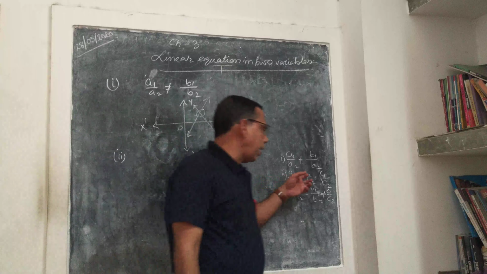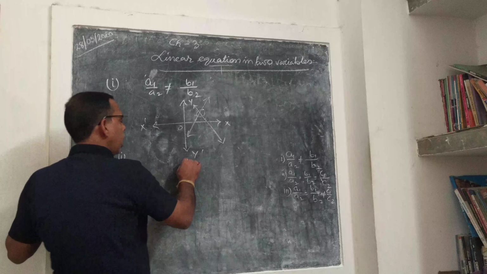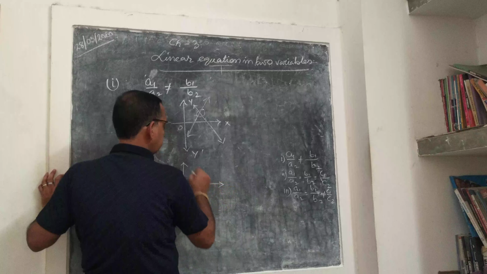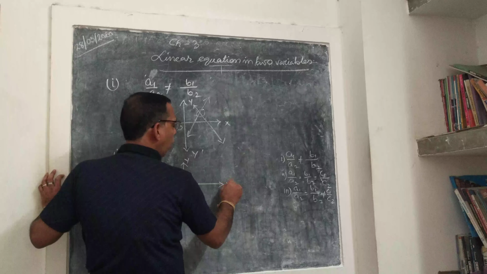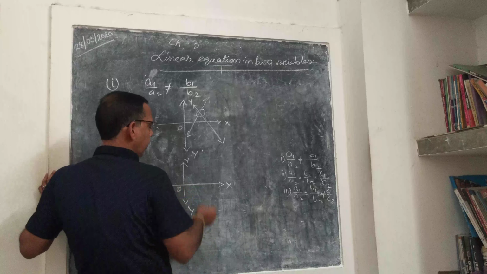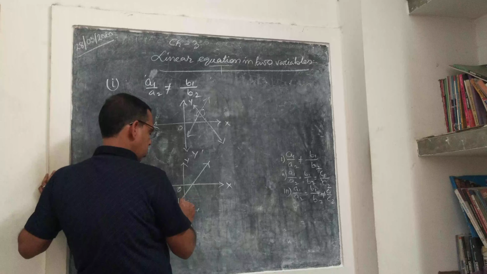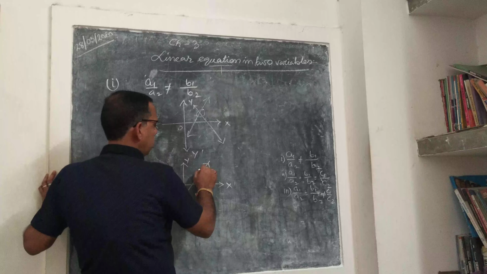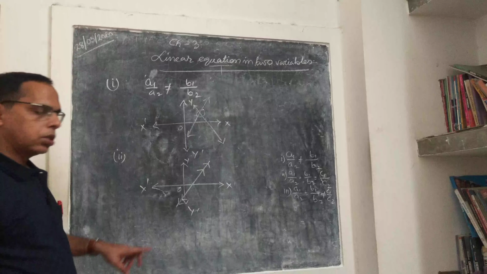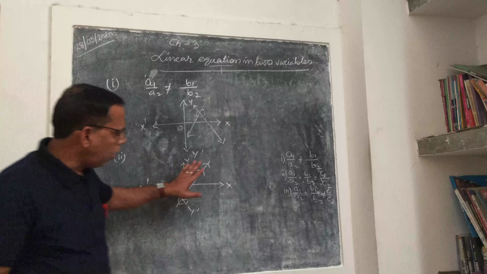If it is infinitely many solutions, then what will the graph be? In that case, the graph will be overlapping. How will it be overlapping? See, this is one, this is another one. Then if you draw another one also, it will be the same. That means if we draw the two equations, they will overlap each other.